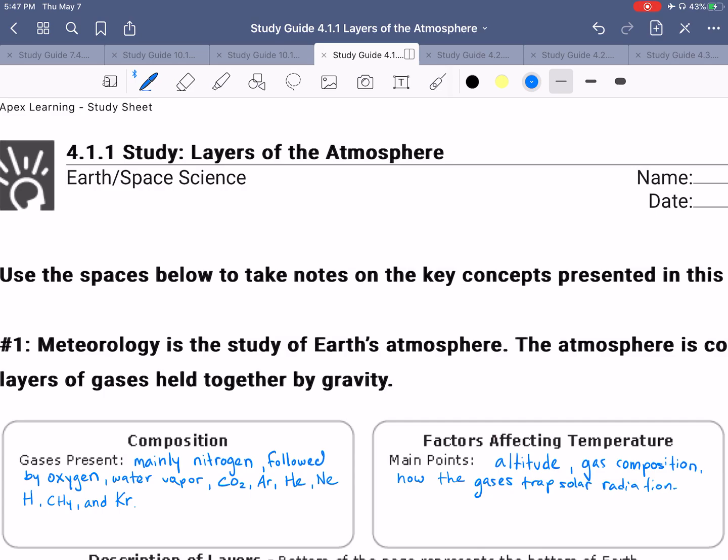So composition, I just told you, is all those different gases that I have written down. And then factors affecting temperature, things like altitude, what gases are in an area, and how the gases trap heat. Remember, anytime you can pause it and write these things down if I'm going too fast. So let's go to page 3.